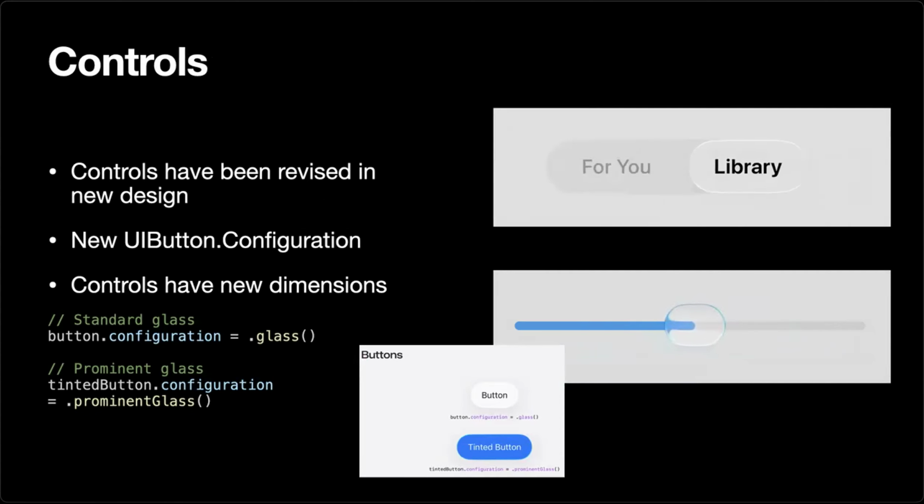They also have new dimensions. So when you link against a new SDK, one thing you certainly need to do is audit for anywhere that you might have layout concerns with respect to controls that you've placed that have grown in size.